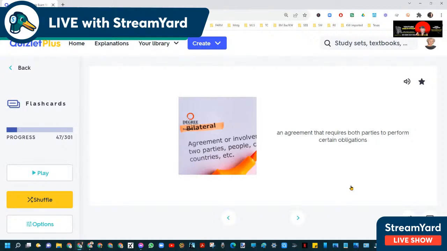Next, 47, an agreement that requires both parties to perform certain obligations. Okay, not just one party, but both parties. So at a certain point of a sales contract, both parties have to perform. During the option period, only one party performs. So when both have to perform, what is that called? Think about it and type your answer.